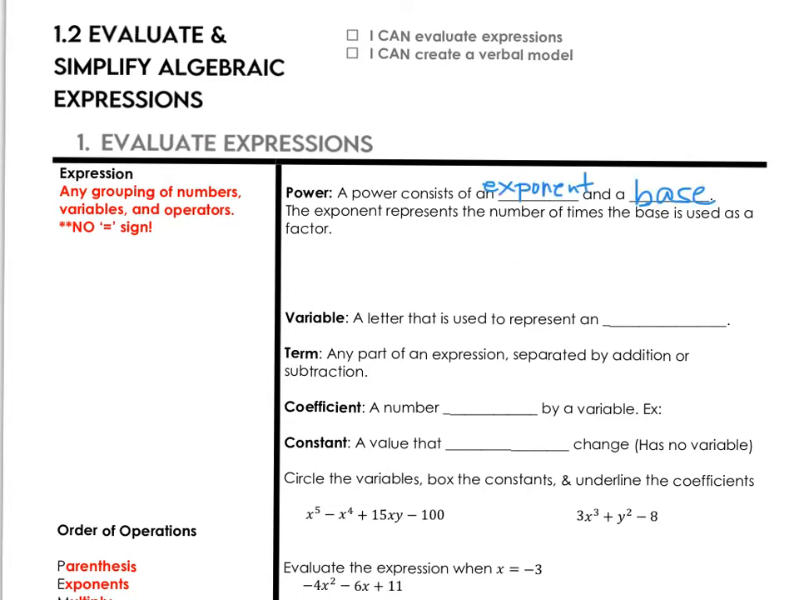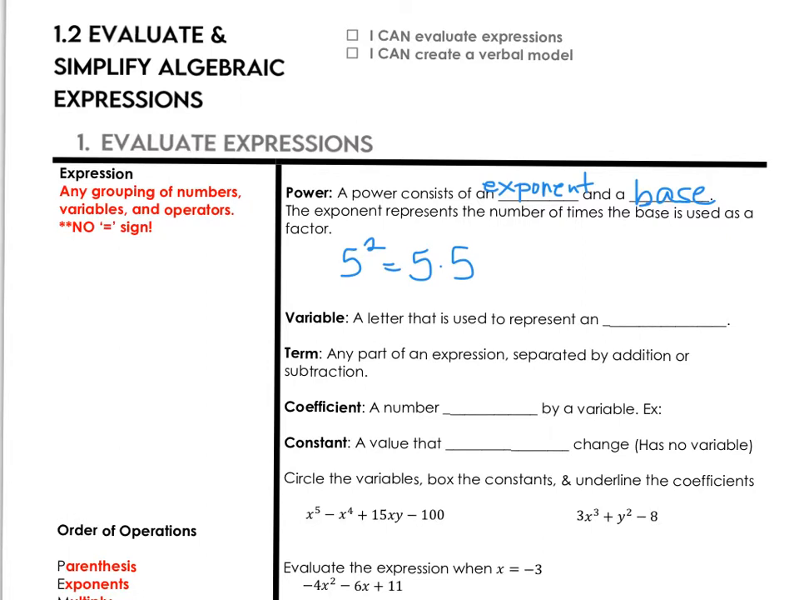We're going to add some more definitions onto the right. A power consists of an exponent and a base. The exponent represents the number of times the base is used as a factor. For example, if we see something as simple as 5 squared, the exponent means we multiply the base by itself 2 times, 5 times 5. But with variables, it's kind of trickier to model that.